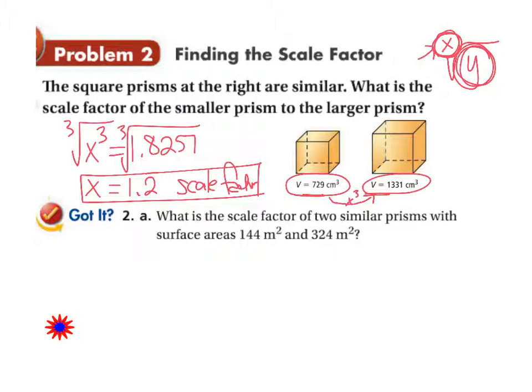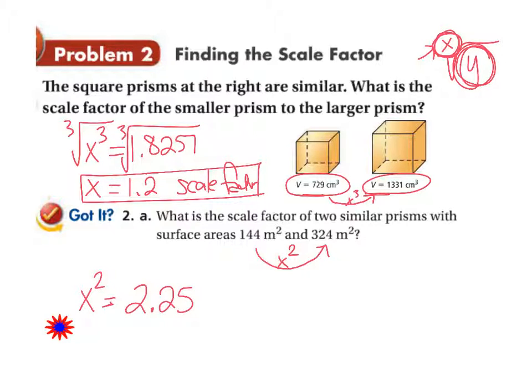Okay, let's try that one more time. It says, what's the scale factor of two similar prisms with surface areas 144 and 324? Now remember, with area, it's not going to be the scale factor cubed, it's going to be the scale factor squared. So let's see what we had to multiply by. I'm going to take 324, divide it by 144, and oh, that's way nicer. So I would have had to multiply by 2.25. So my x squared is 2.25.